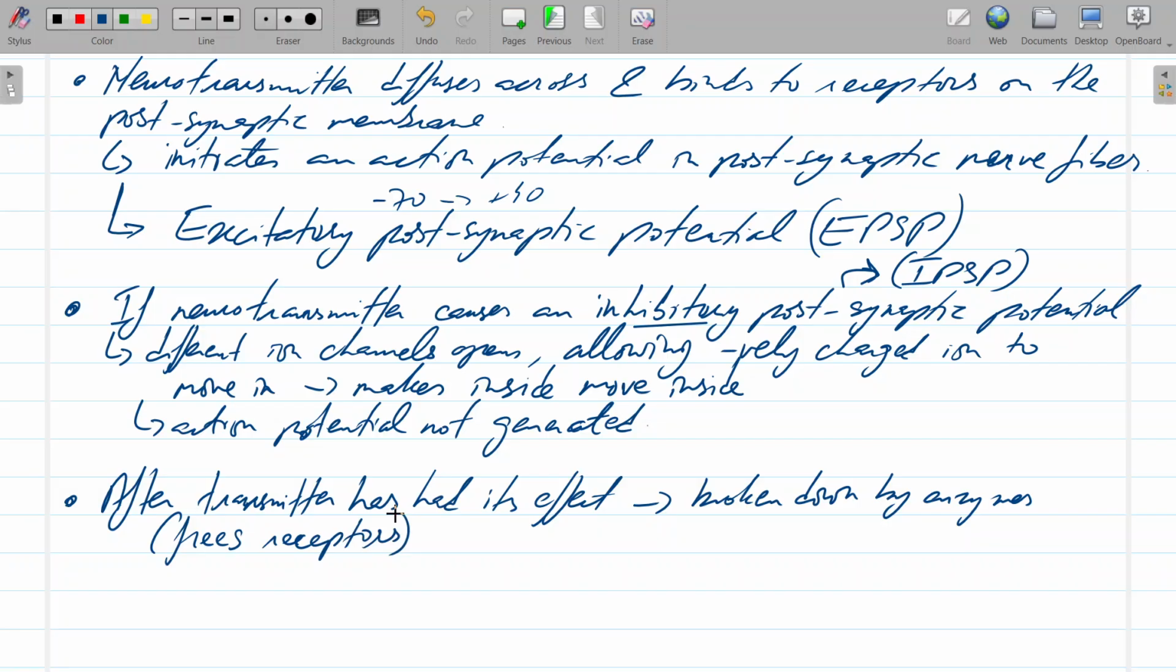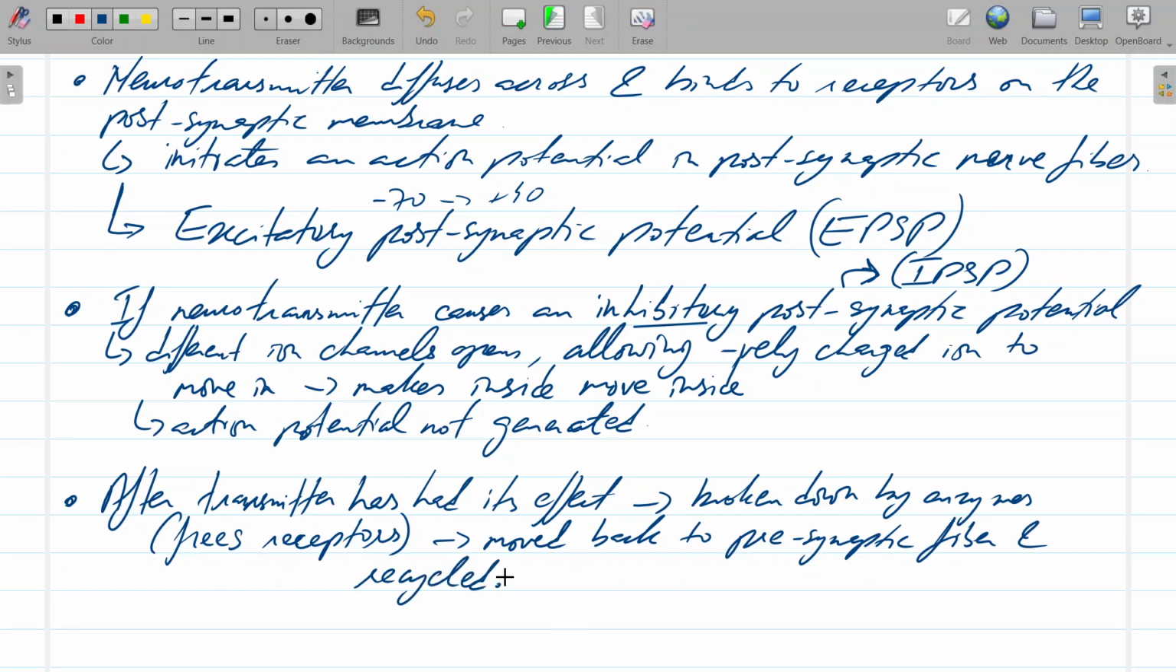And then they are moved back to, for example, the presynaptic neuron, where they are recycled. So they're not wasted, they are used again. Whatever products they're broken up into, they're taken back up and rejoined to make the neurotransmitter molecule.